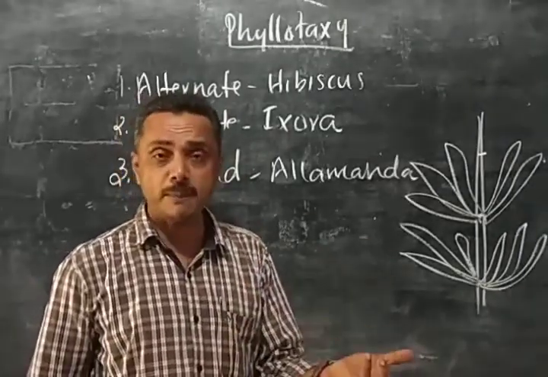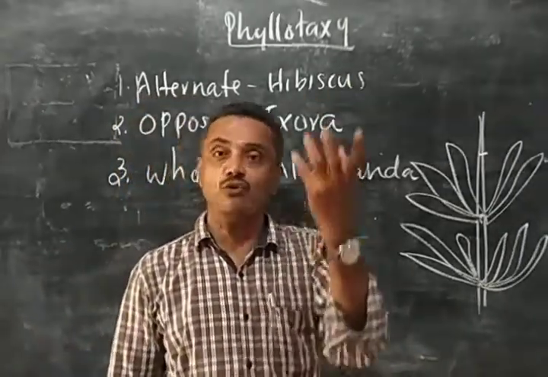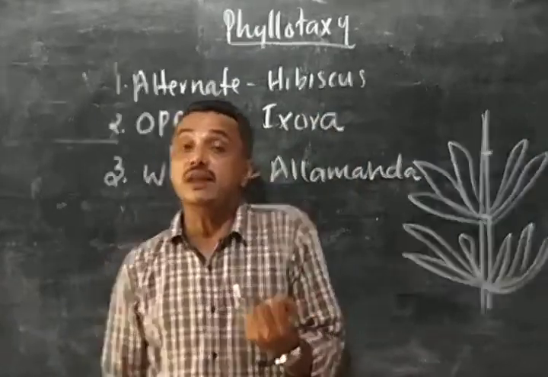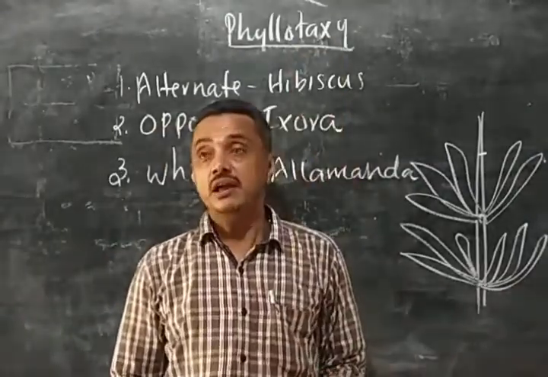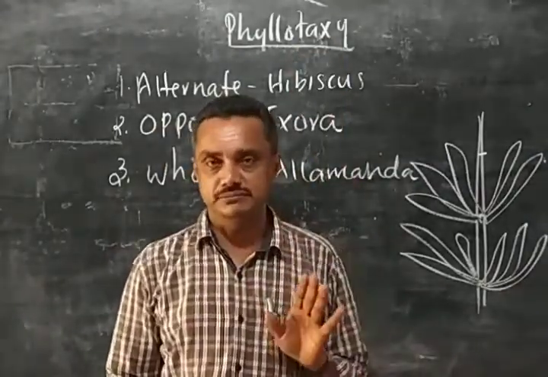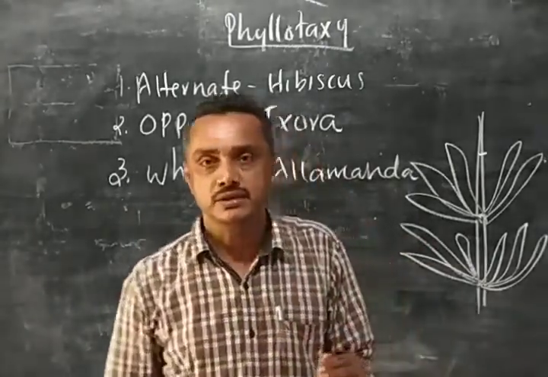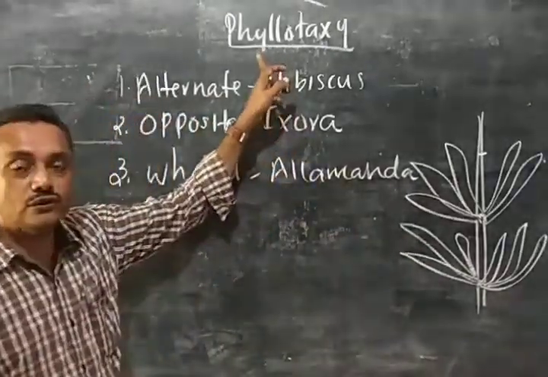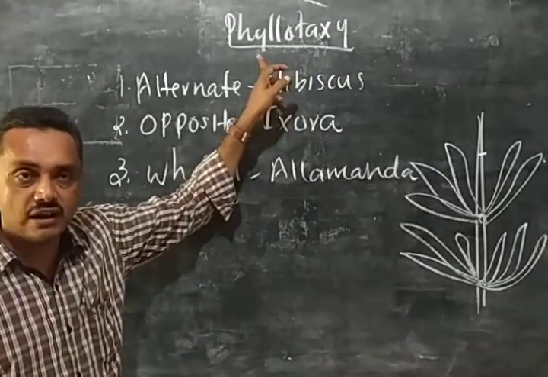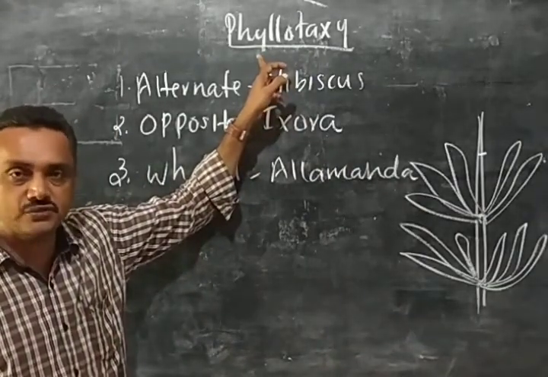For what purpose? To get maximum sunlight for photosynthesis. If the leaves are arranged on the same side, leaves will not get enough sunlight. So leaves are arranged differently on the stem. That is, the arrangement of leaves on the stem is called phyllotaxy. This is an arrangement for getting maximum sunlight.